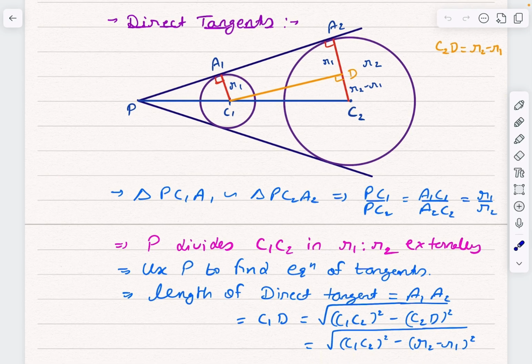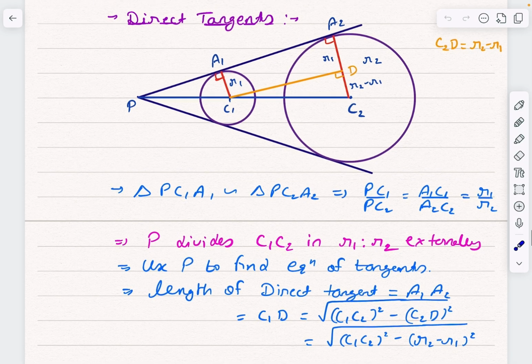Now when you get coordinates of P, then you can use the P to find equation of tangents. We have discussed previously how to find tangents from external point. So using that, you can easily find equation of tangents. Now, the length of direct common tangent, this is important.